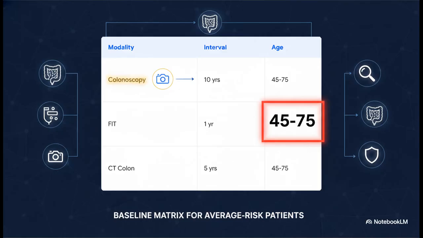All right, consider the choice architecture for colorectal cancer screening. For your average risk patient, that boundary is set in stone between ages 45 and 75, right? The gold standard is a colonoscopy every 10 years. But if your patient prefers stool-based testing, a FIT test has to be done annually. Or you can go with a multi-target stool DNA test like Cologuard every 3 years. That's our basic everyday matrix.